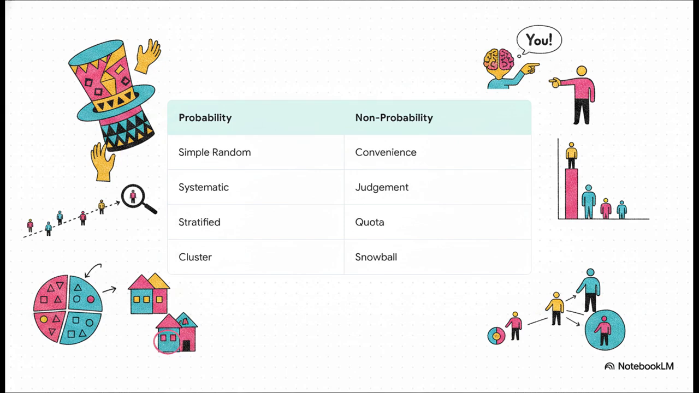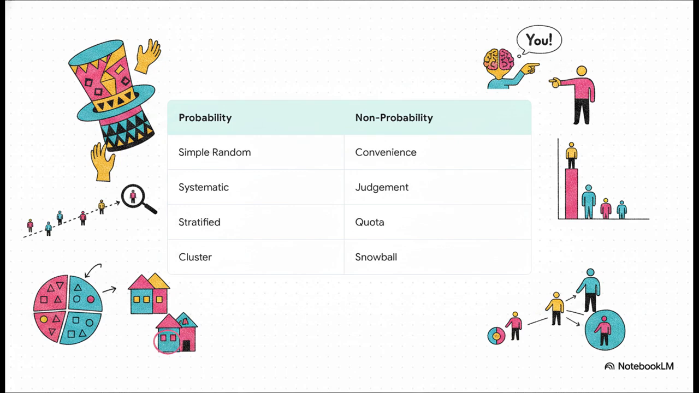Stratified sampling is highly effective because it divides the population into distinct demographic groups first, and then samples from each to guarantee proportional representation. And cluster sampling tackles geographical or institutional groupings, randomly selecting entire clusters to study.